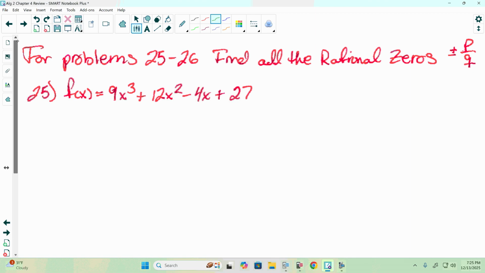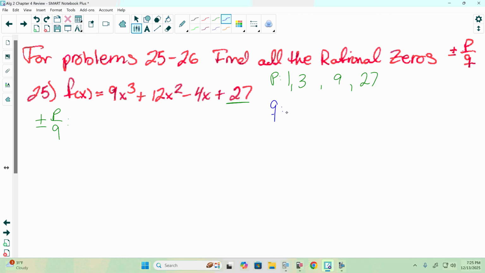Rational zeros. So our rational zeros are plus or minus p over q, where p is the factors of the constant term, and q is the factors of the leading coefficient. So our factors of p are going to be the factors of 27. Always start with 1 in the number, 1 and 27. 2 is not a factor of 27, but 3 is. 3 times 9. 4 is not a factor, 5 is not a factor. That is it. That's all the factors of 27.